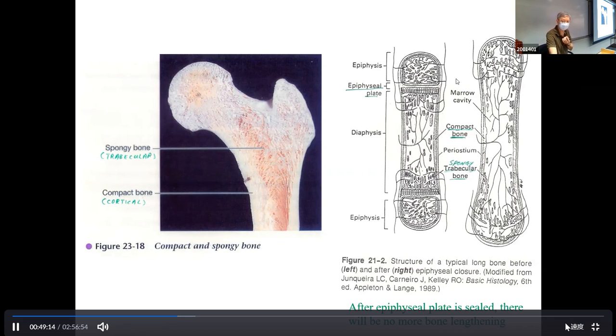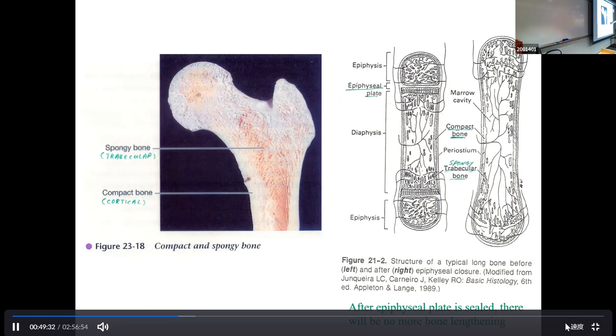Now, this diagram, again, I don't need you to memorize or draw it. I just want to show you, okay, that this is a typical bone, okay?